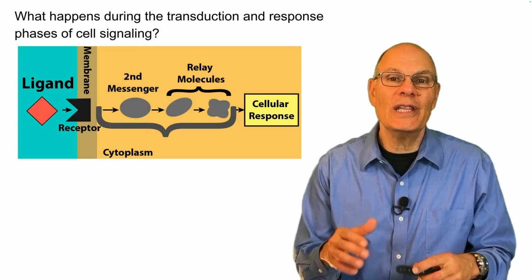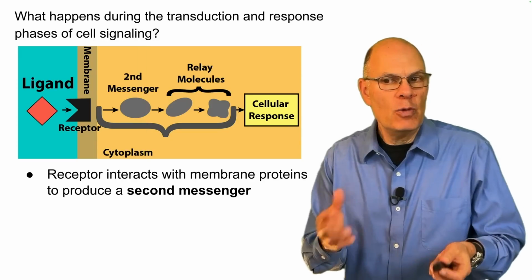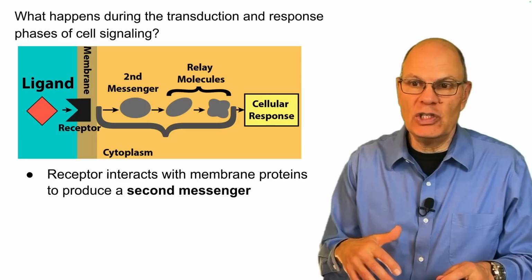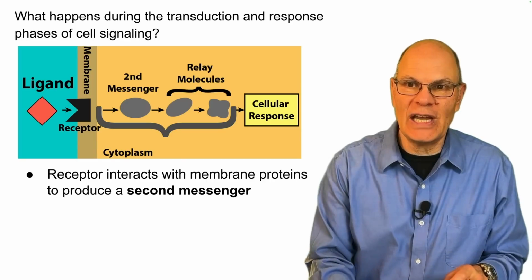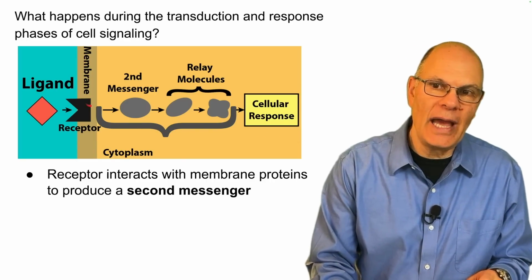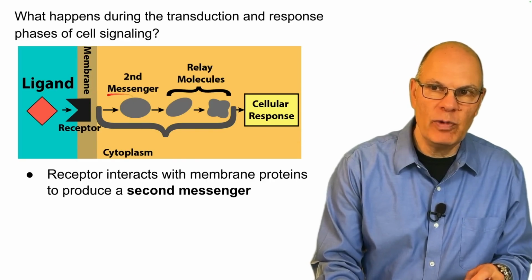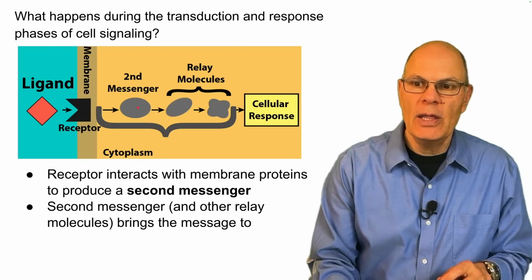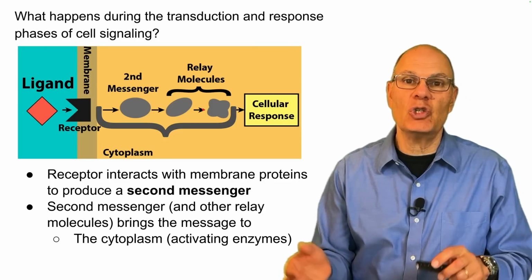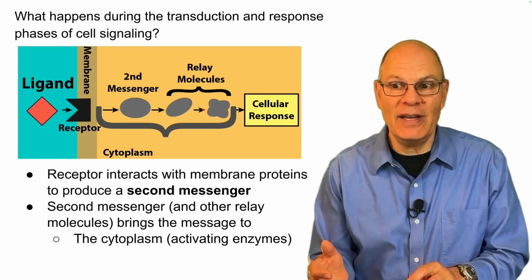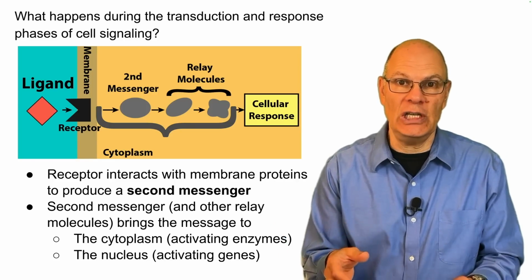What happens during the transduction and response phases of cell signaling? The receptor during the transduction phase interacts with membrane proteins to produce a second messenger. So something will be happening between here and other proteins in the membrane to bring about this second messenger. The second messenger with other relay molecules will bring that message to the cytoplasm, activating enzymes, or the nucleus, where we'll have the activation of genes.